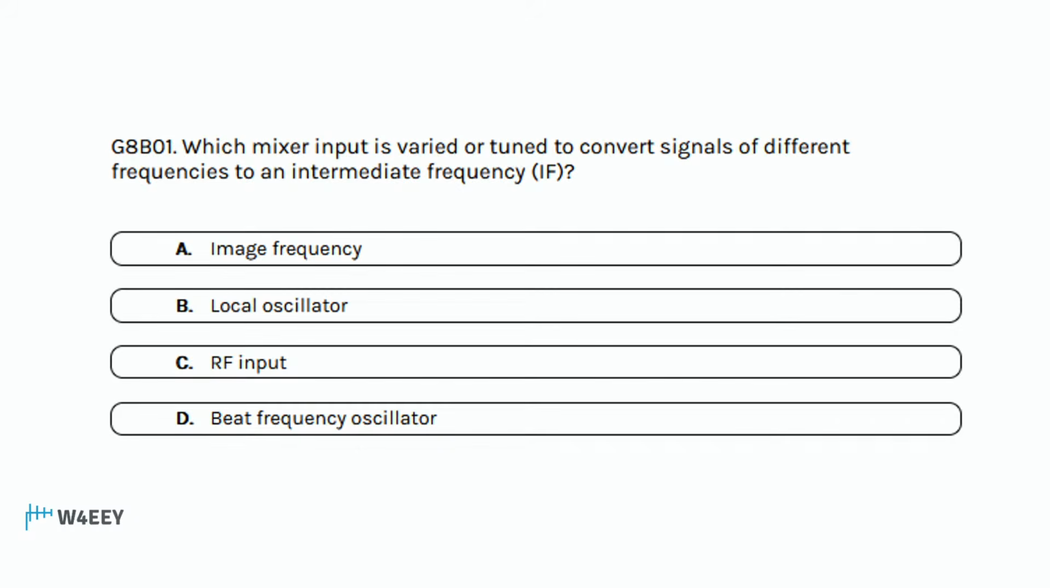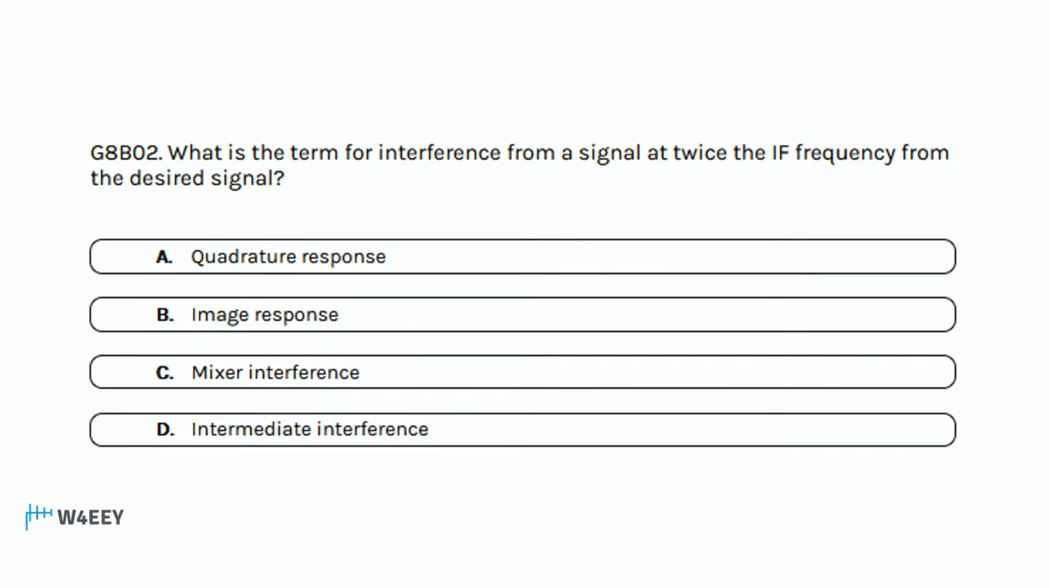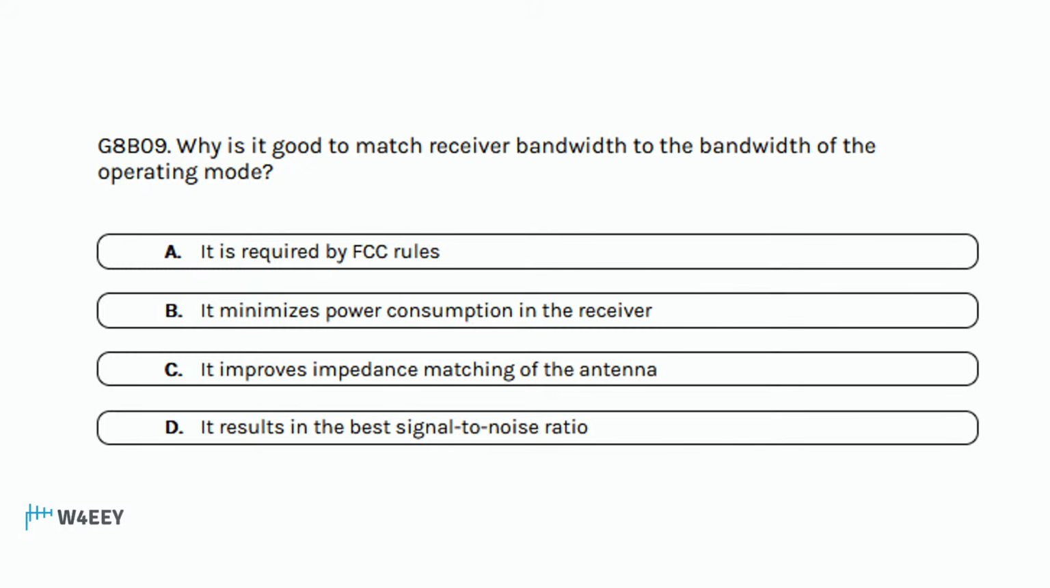All right, which mixer input is varied or tuned to convert signals of different frequencies to an intermediate frequency? Bravo. That's the local oscillator. That's one of the inputs to the mixer. And what is the term for interference from a signal at twice the IF frequency from the desired signal? Bravo. That's the image signal, image response. And why is it good to match receiver bandwidth to the bandwidth of the operating mode? Delta. Yeah, it results in the best signal to noise ratio.